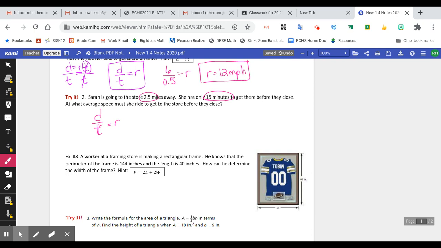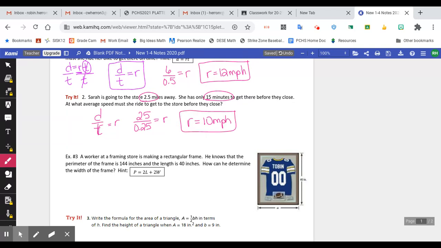Okay, hopefully you have the answer. Distance would be 2.5 miles over 15 minutes, which is 0.25. It's a quarter of an hour. That would give you your rate, and this should be 10. So rate equals 10 miles per hour.